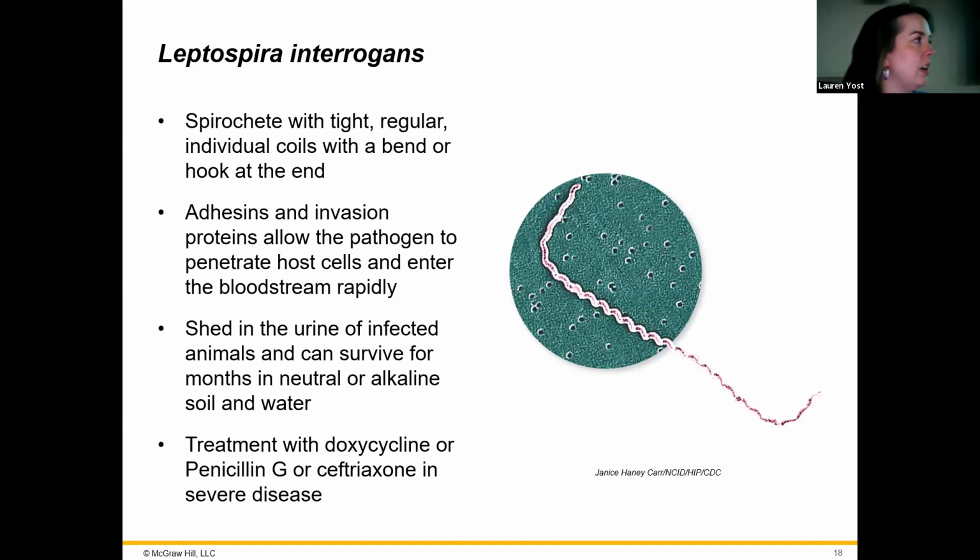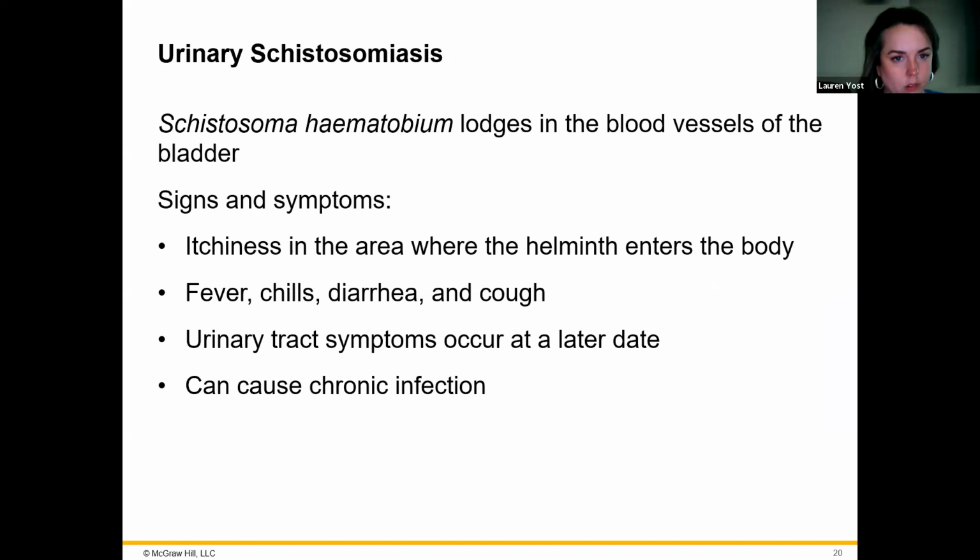So urine spread into water, spread into the soil. That's how this is spread from animal to animal. So it's actually pretty easy to spread. They treat this with penicillin and doxycycline as treatments of choice, but they will treat with ceftriaxone in some severe cases.